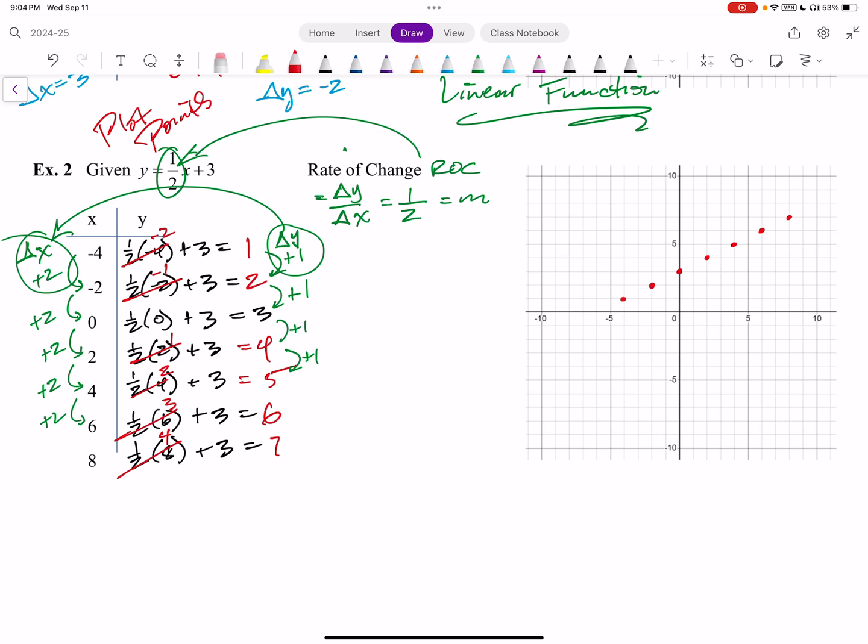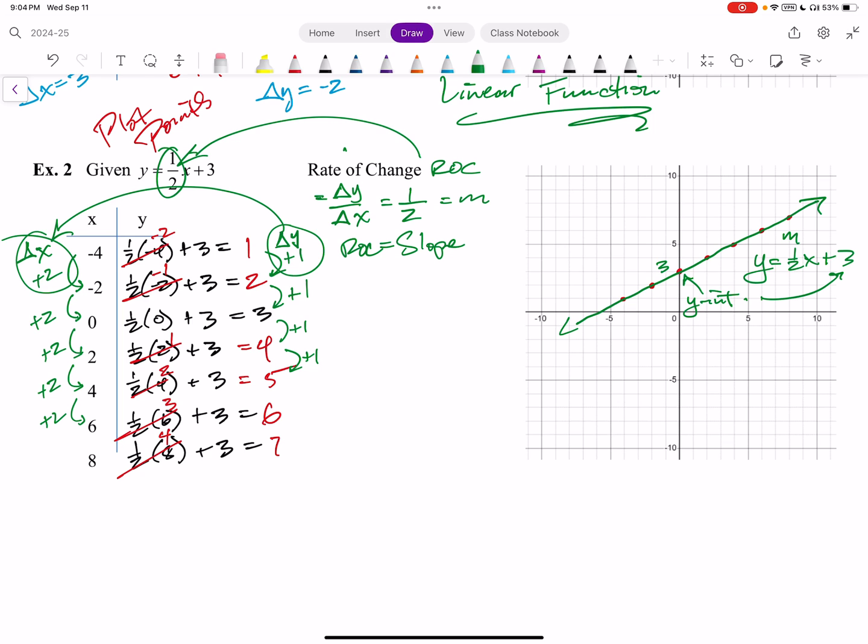You'll notice that they are linear. They line up in a line. So draw your linear function. And that, my friends, is y equals 1/2 x plus 3. And notice the y-intercept is 3. The slope is 1/2. So again, rate of change is the same thing as slope. Does that make sense, you guys?